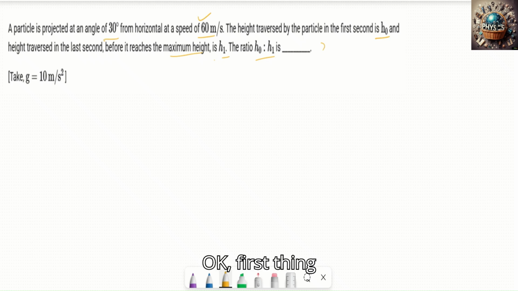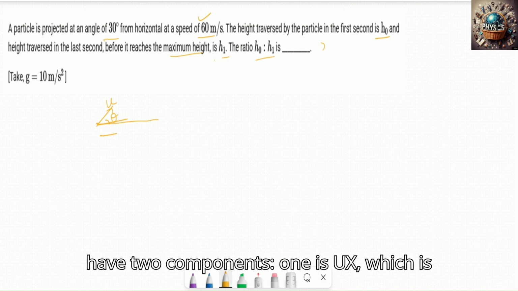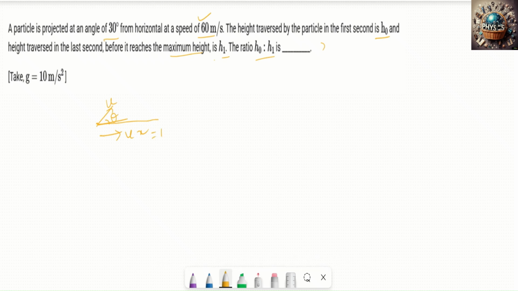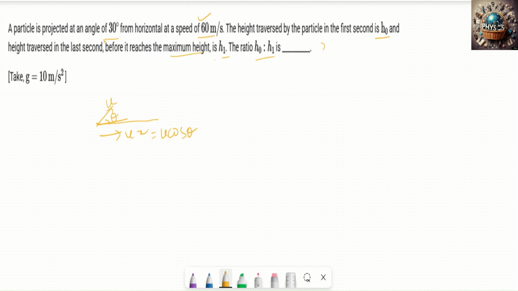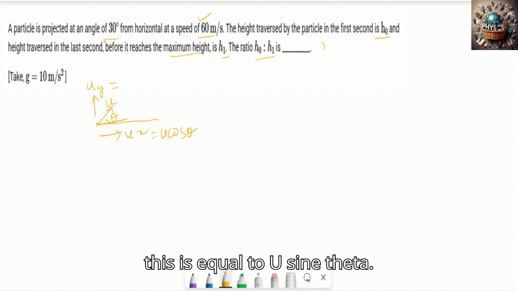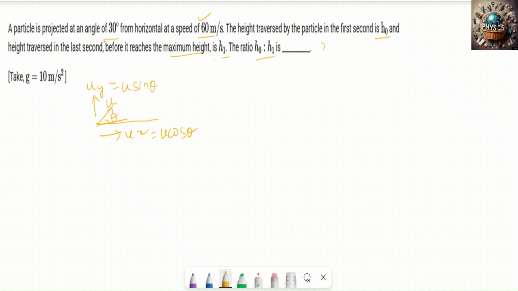First thing is, whenever a body is projected at a certain angle theta with a speed u, it will have two components. One is ux, which is along the x direction. Obviously, it will be equal to u cos theta. And another one is the uy, which is impacted by the gravity usually, and this is equal to u sin theta.